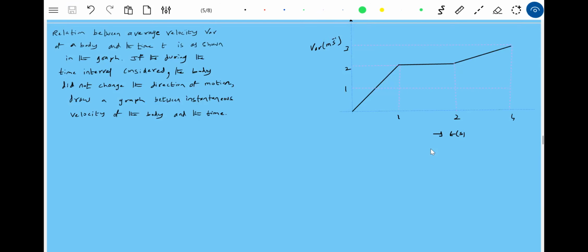Okay, the next part is we have to find out the relation between average velocity of a body and the time t as shown in the graph. If during the time interval the body did not change direction of motion, draw a graph between instantaneous velocity of the body and the time. Average velocity versus time. We have to calculate the instantaneous velocity versus time graph. That should be plotted.